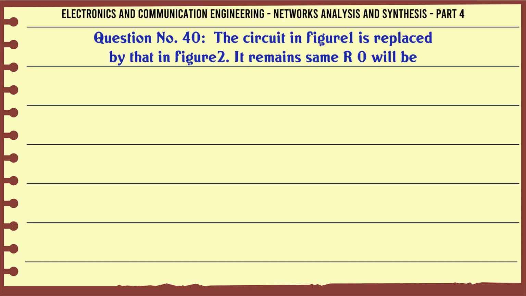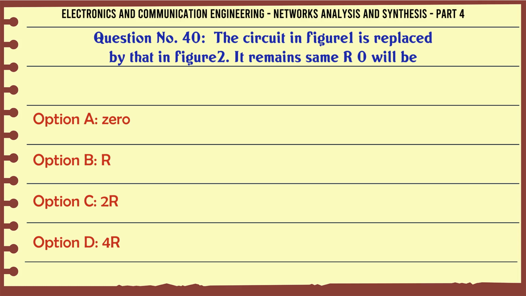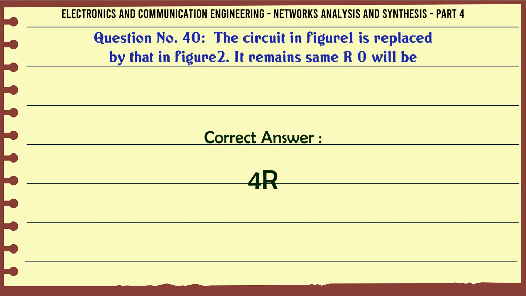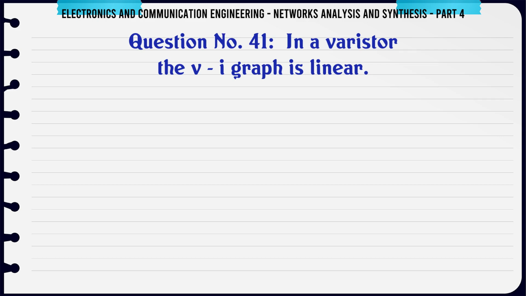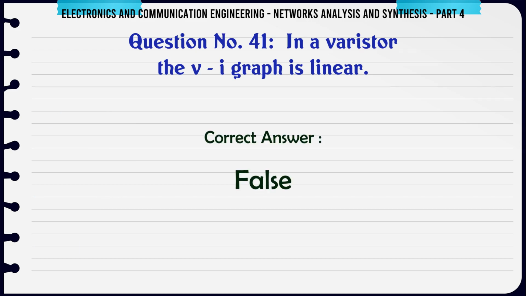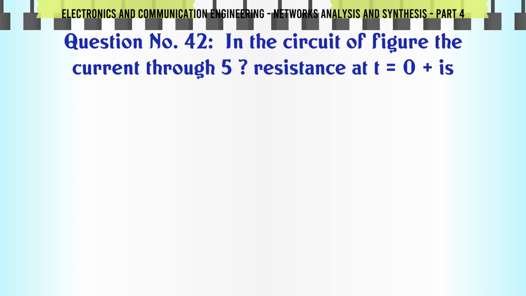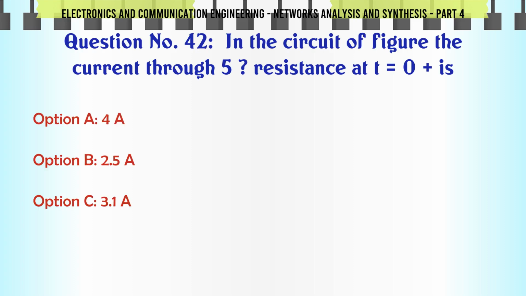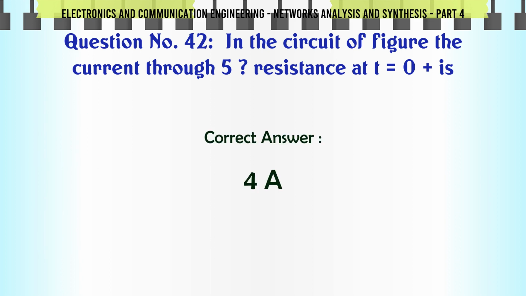The circuit in figure 1 is replaced by that in figure 2. It remains the same. R0 will be A 0, B R, C 2R, D 4R. The correct answer is 4R. In a varistor, the VI graph is linear. A true, B false. The correct answer is false. In the circuit of the figure, the current through the 5 ohm resistance at t=0 is A 4A, B 2.5A, C 3.1A, D 0A. The correct answer is 4A.